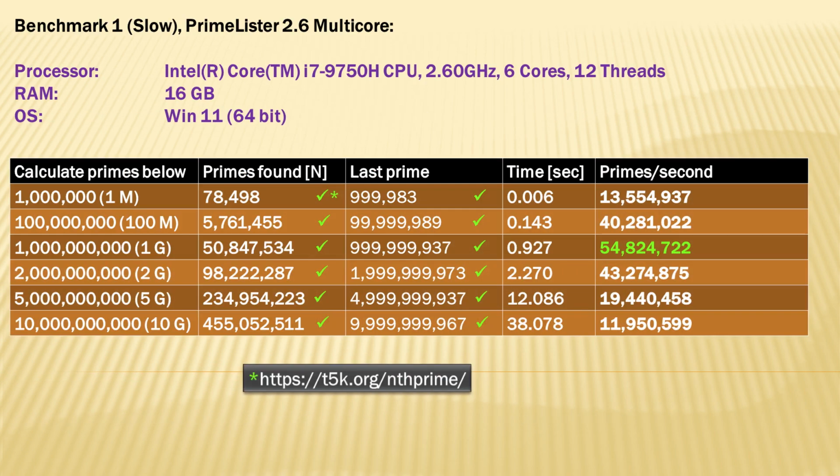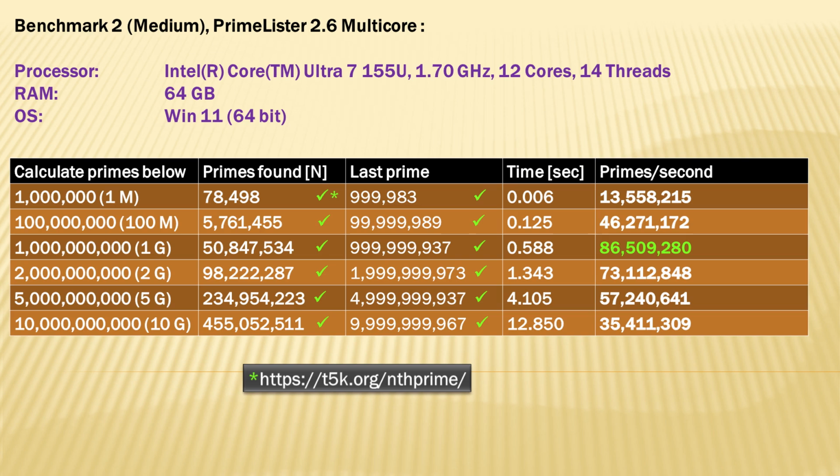We start with our baseline using version 2.6 on an Intel i7-9750H with 12 threads. For a calculation limit of 1 billion, the system achieved a rate of approximately 54.8 million primes per second. Moving to more modern hardware, we tested the Intel Core Ultra 7155U. With its 14 threads, version 2.6 shows a significant performance jump, reaching a peak of roughly 86.5 million primes per second at the 1 billion mark.